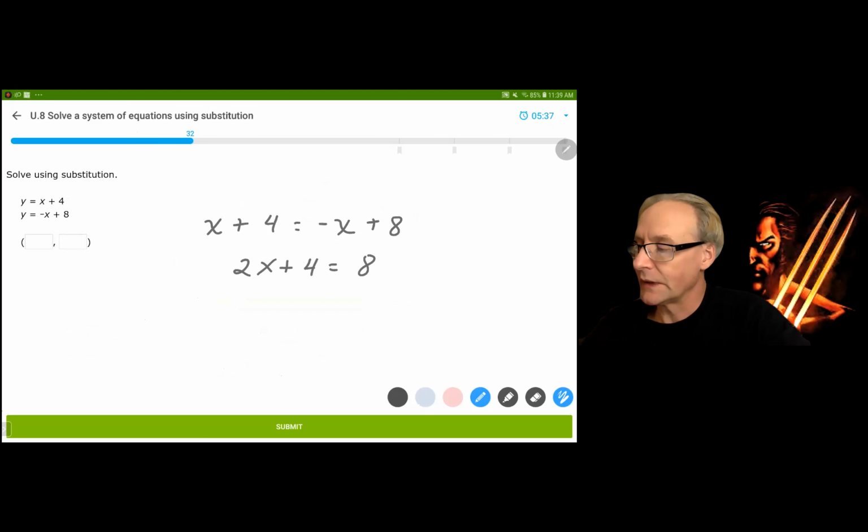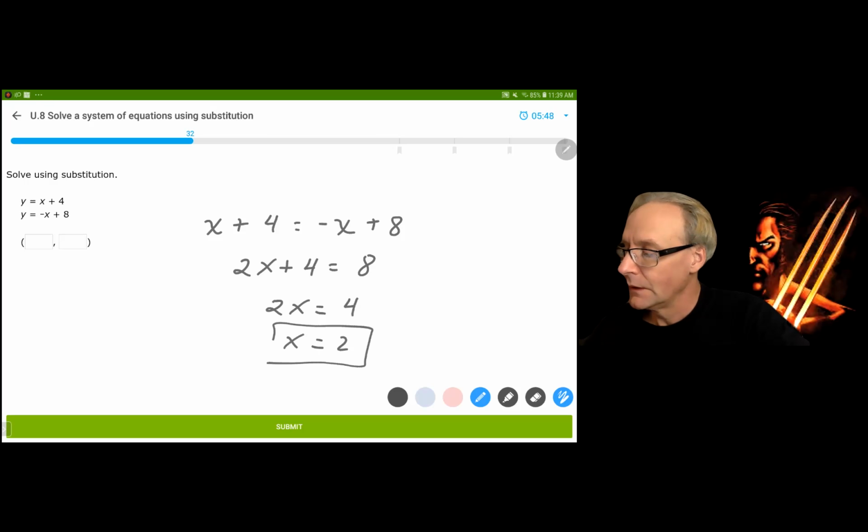A lot of times, what I do is I subtract my 4 at the same step. I subtract 4 on both sides, and I get 2x equals 4. And then I divide by 2, and I get x equals 2. Notice I'm always doing whatever I do to one side, I have to do to the other. Those are the properties of equality.